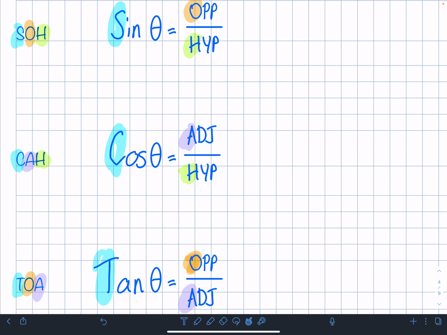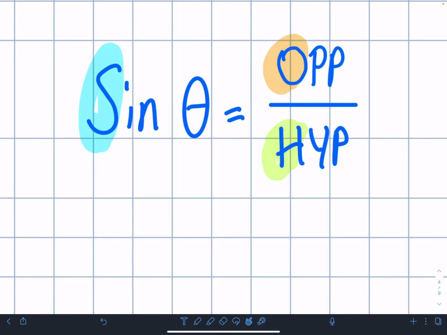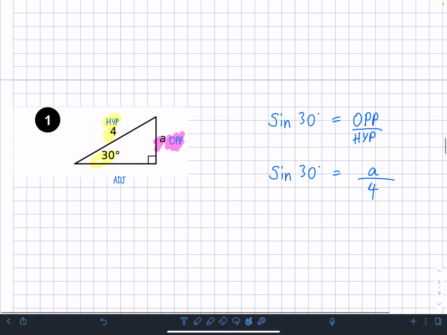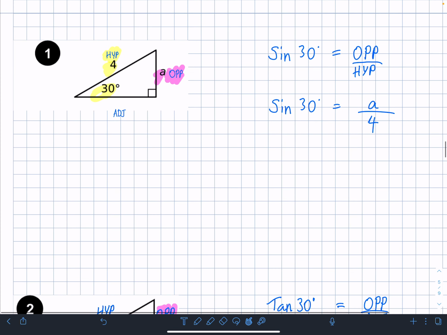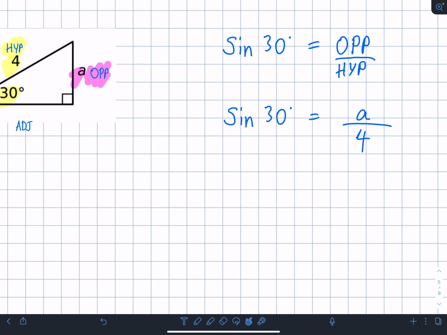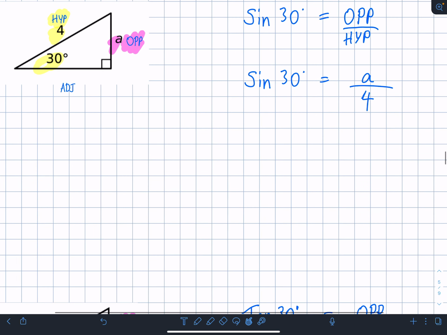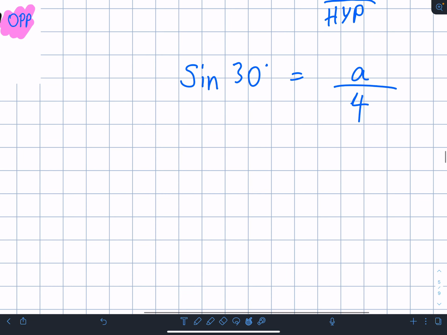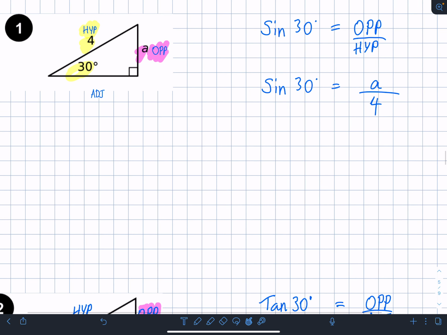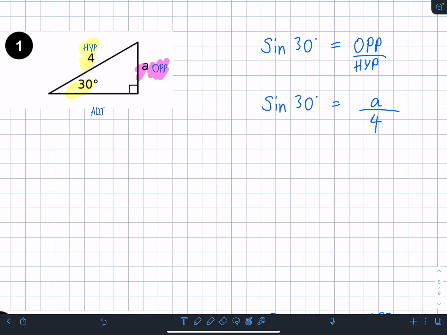That'll be sine. So it'll be sine theta equals opposite over hypotenuse. So we do sine 30, that's our 30 being the angle, equals opposite over hypotenuse, and that equals A over 4. Okay, so that's the first step in really starting to solve that one. Our final answer will be A equals something, but we're not moving on to solving that far in this video. In our next video, we will do that.